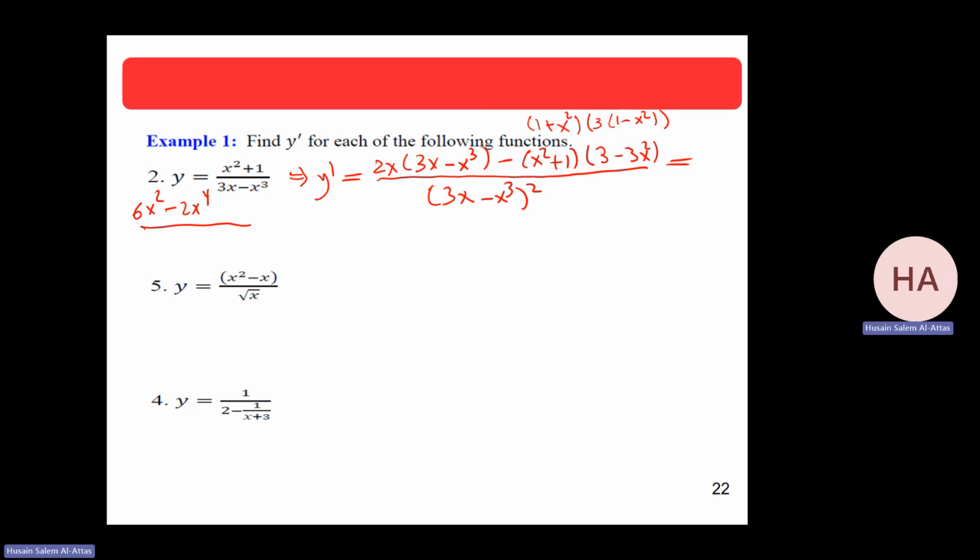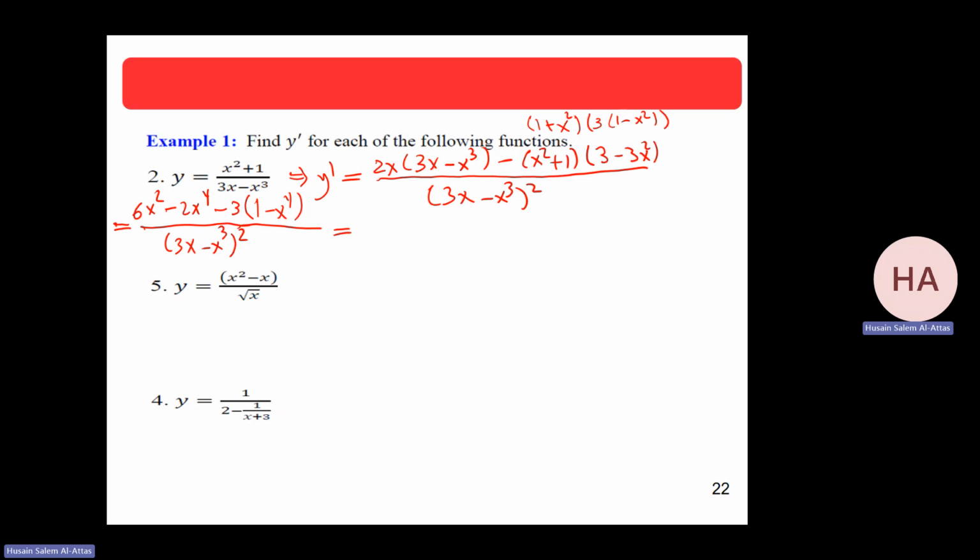So I have a product of the form a minus b times a plus b. Take the 3 outside. Just do the calculation the way you like. This will be minus 3 times 1 minus x to the power 4, over 3x minus x cubed, all squared.